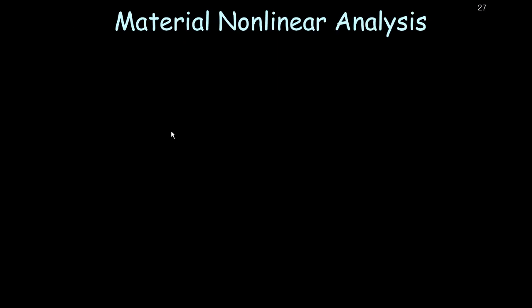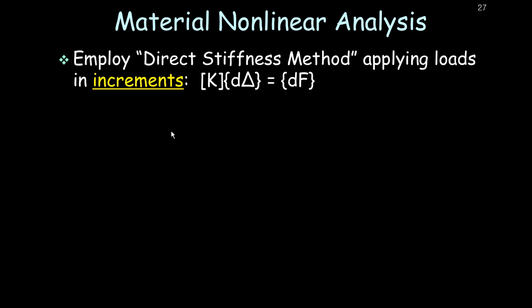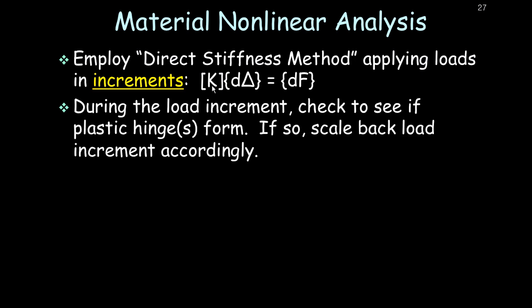So what does a material nonlinear analysis look like? Well, the first thing it's going to do is exactly what we learned last week, the direct stiffness method, but it's not going to put all the load on at once. It's going to put the load on in increments. For each increment of loading, it's going to solve for an increment of displacement. During each load increment, the program is checking to see if any of the cross-sections have reached the yield surface, that is, have there been any plastic hinges. If there have been, then the load step is scaled back so that right at the end of the load step, a plastic hinge would form.